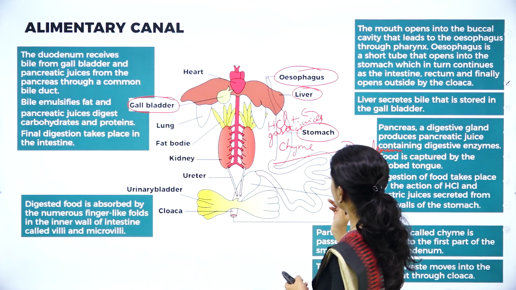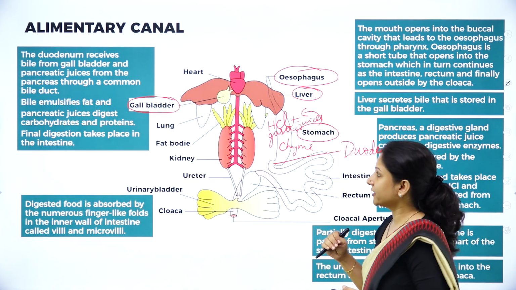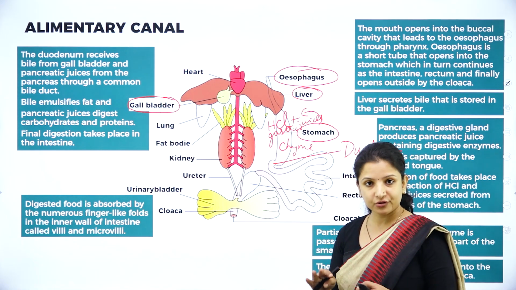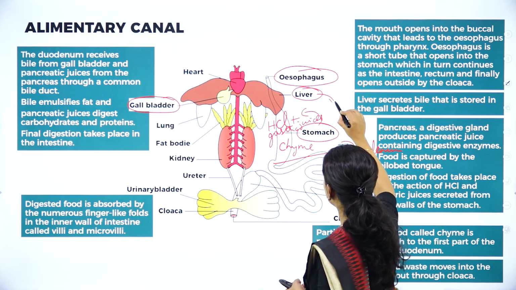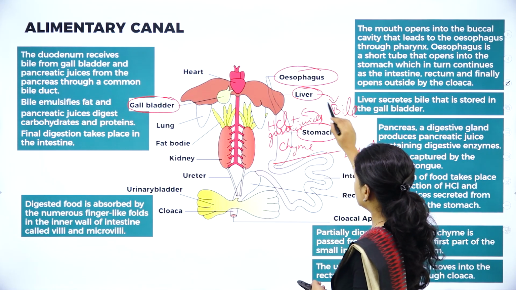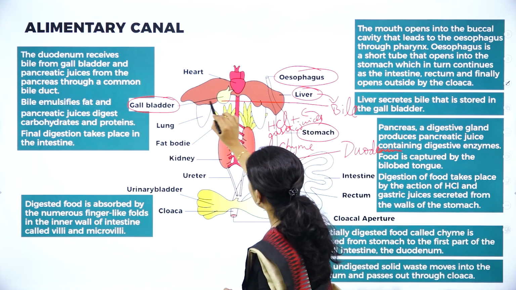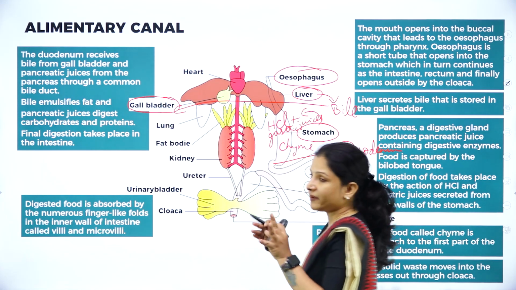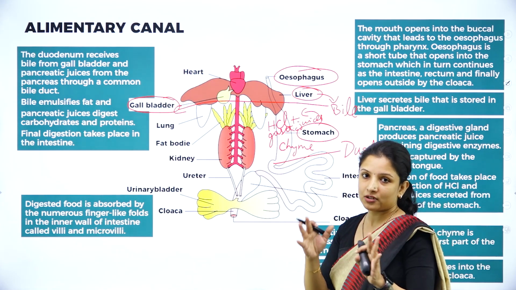So the pancreas is not shown here in the diagram because this diagram is taken from the NCERT textbook. So the pancreas is also there. Now what is the function of the liver? The liver secretes bile. Now whatever bile is secreted by the liver gets stored in the gallbladder. So the liver keeps on secreting bile, and it will get stored in the gallbladder.